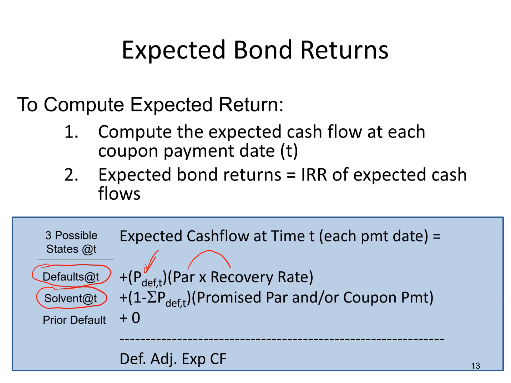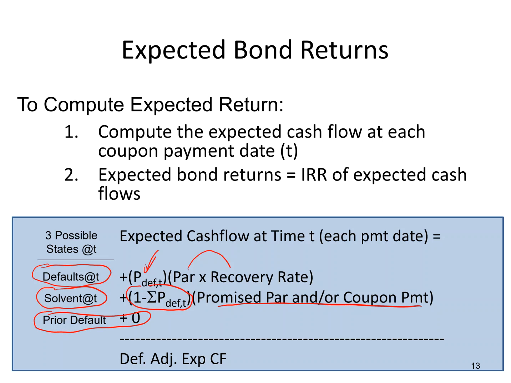At period T, if the bond remains solvent, meaning it has not defaulted, what we do is calculate the probability it has not defaulted, which is 1 minus the probability that it's defaulted prior, times whatever the promised cash flow is, either the par and coupon or just the coupon. And then last, what if it already defaulted in a prior period, or it's already matured? In that case, the cash flow is 0.